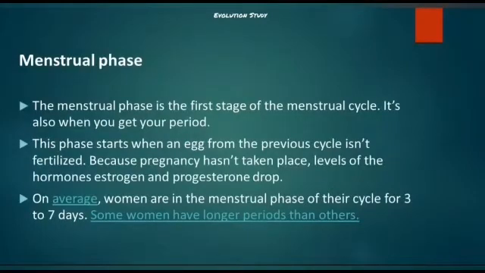Now what is the menstrual phase? The menstrual phase is the first stage of the menstrual cycle. It is also when you get your period. This phase starts when an egg from the previous cycle isn't fertilized because pregnancy hasn't taken place. The levels of hormones estrogen and progesterone drop. On average, women are in the menstrual phase of their cycle for 3 to 7 days. Some women have longer periods than others.